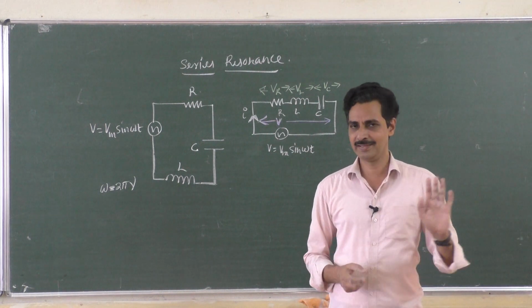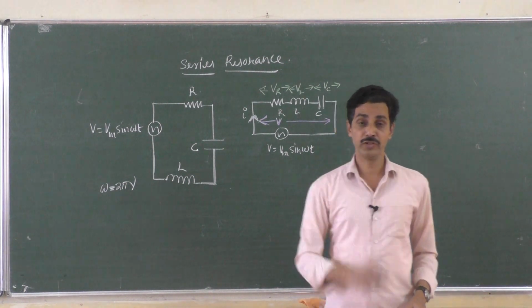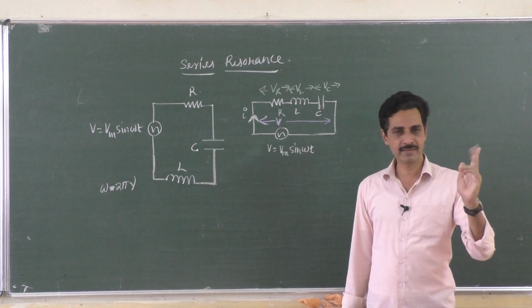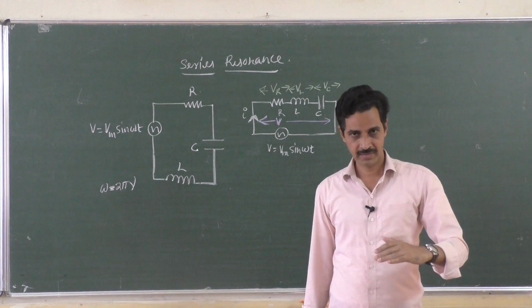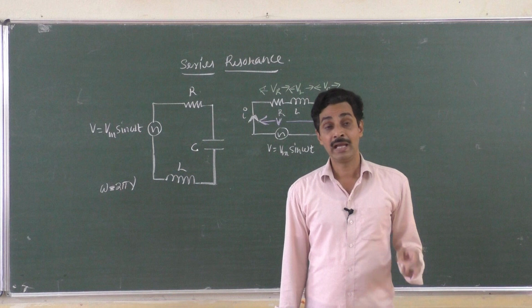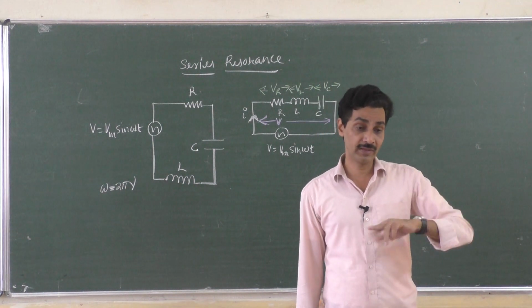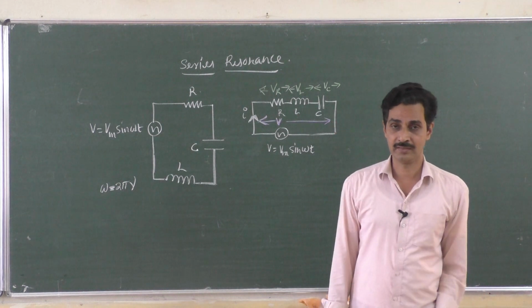Of course, it is very easy, because current comes to our help. Why? The current flowing through all the components, R, L, C, is the same. All experience the same current. Take current as the reference. In some components, current and voltage may be in phase. In another component, current and voltage may have a phase difference of 90 degrees. Now current helps you to compare everything.